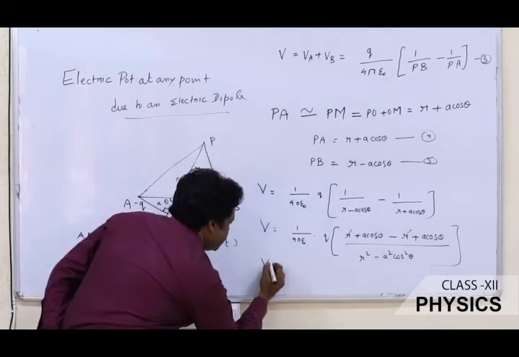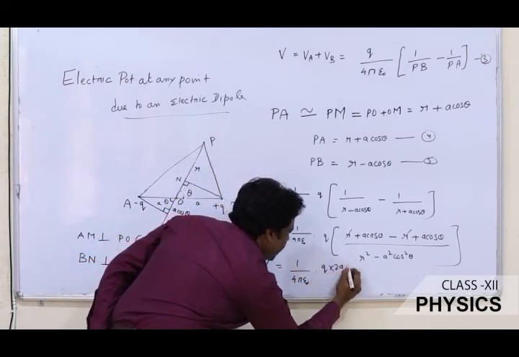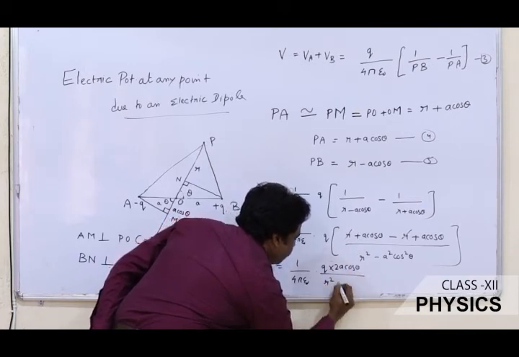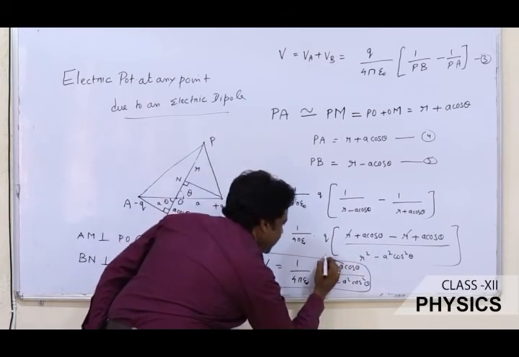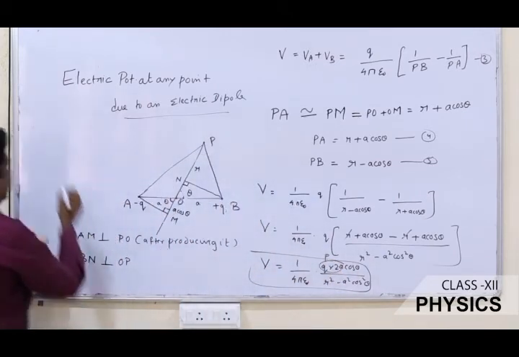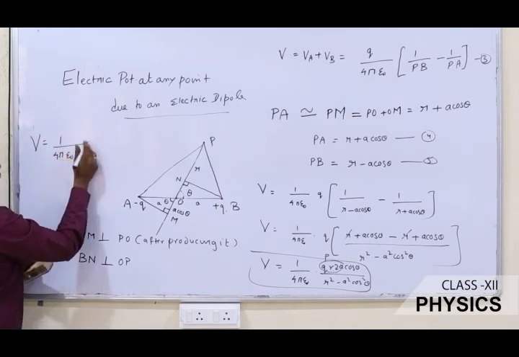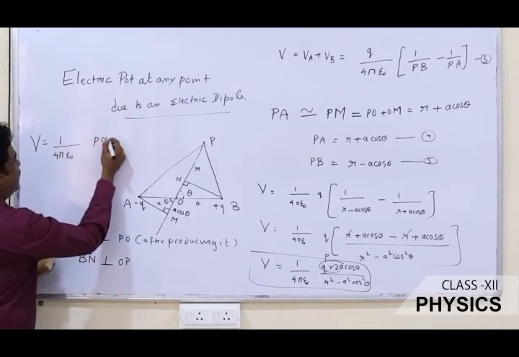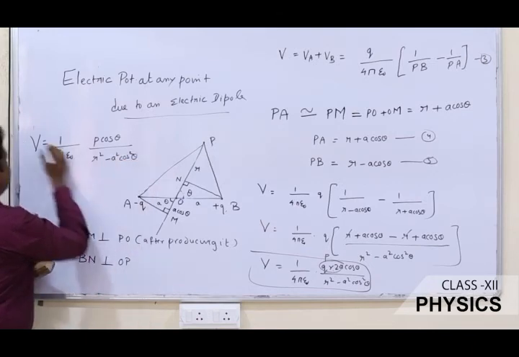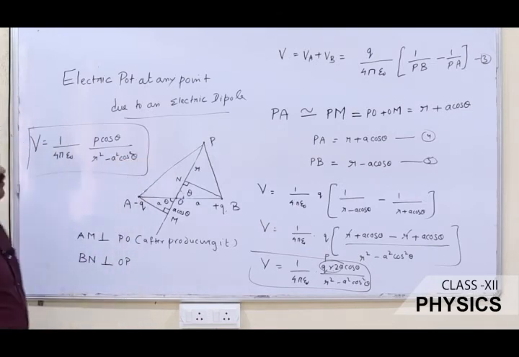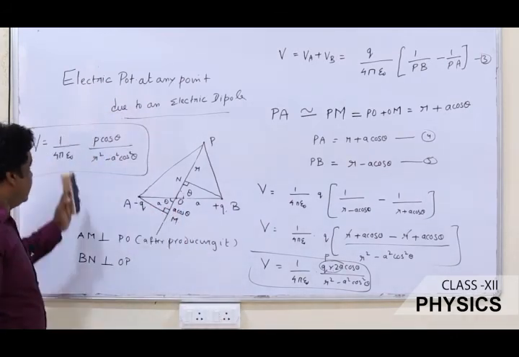So cancel off R, R. A cos theta, it becomes 2A cos theta. So I can write 1 by 4 pi epsilon naught Q into 2A cos theta by R square minus A square cos square theta. Q into 2A can be written as P. So the final form I am getting is V is equal to 1 by 4 pi epsilon naught P cos theta by R square minus A square cos square theta. And this is the final expression for electric potential at any point due to an electric dipole.